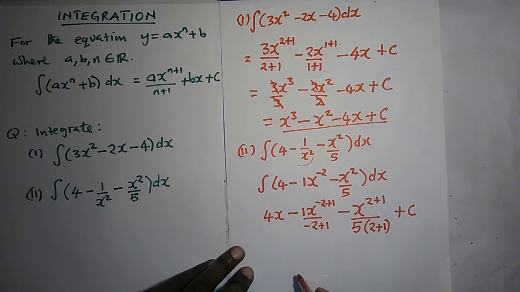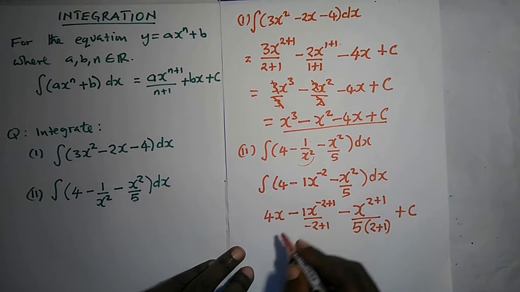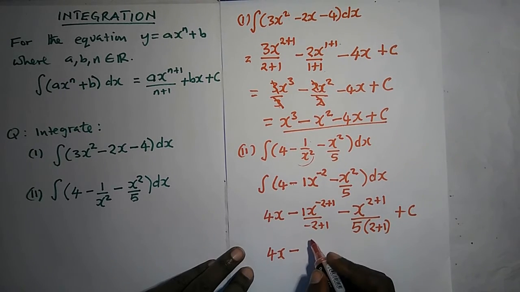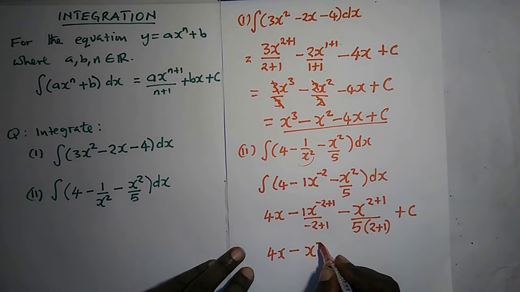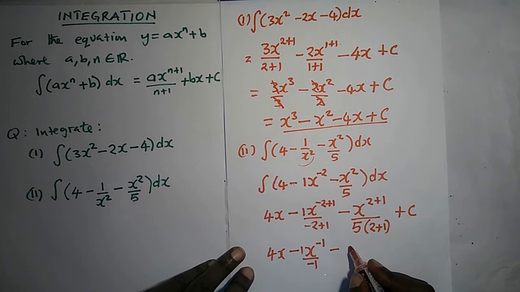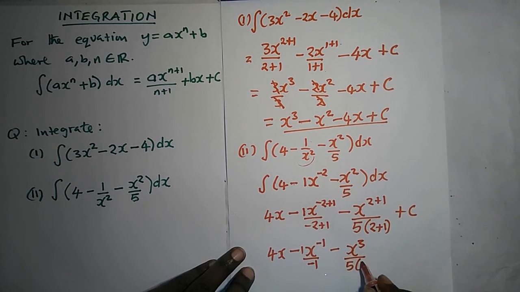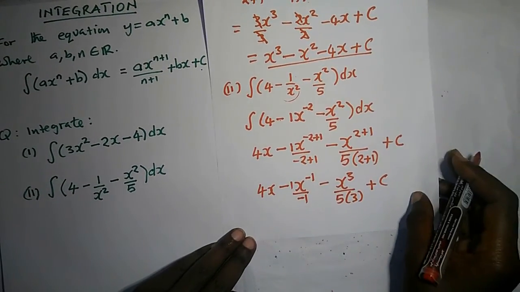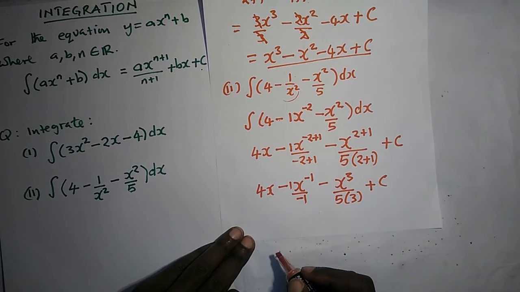And then now you can simplify this. You are going to have 4x minus x to the power negative 1. When you add negative 2 plus 1, you get negative 1 over negative 1 here. So there's a 1 here. This one minus x to the power 3 over 5 times 3 plus c. Okay, so at this stage now, you can simplify what we have here.